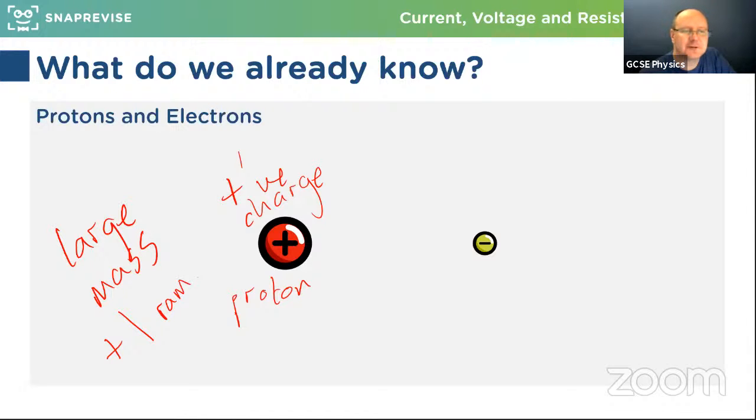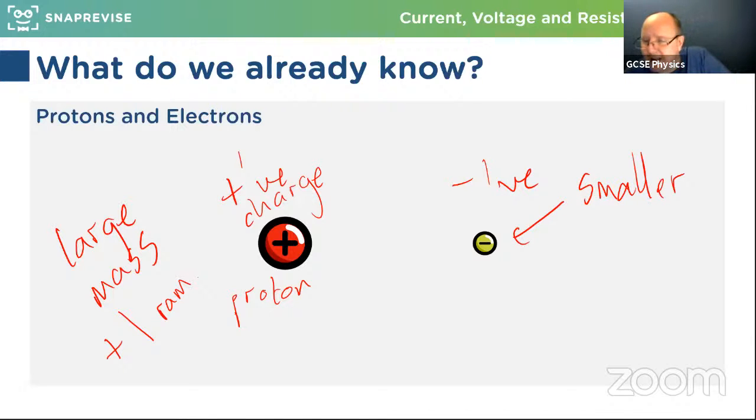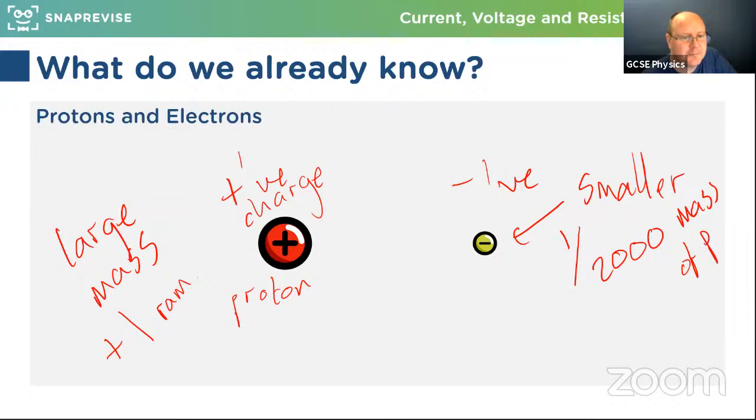And the electron has a negative charge. It's a little negative sign there. It's physically a lot smaller. And we've already had a comment in the chat there that the mass of the electron is about 1/2000th of the mass of a proton. So electrons are really, really tiny, basically. They're minute, very small mass, negative charge.